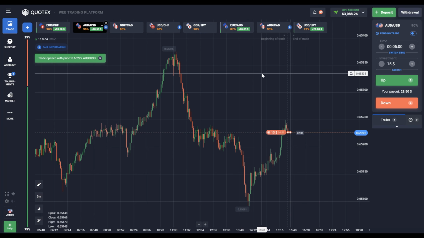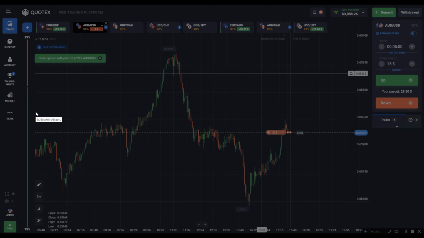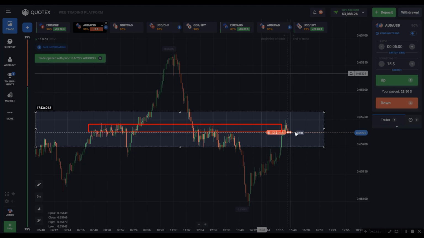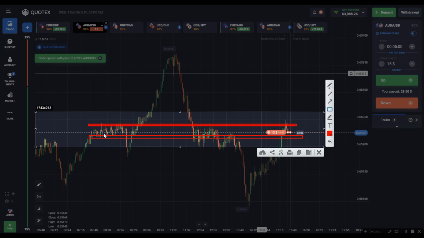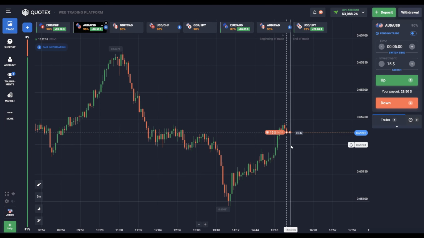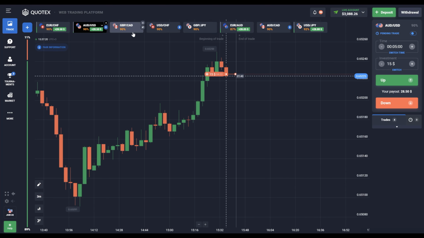We can try to open a trade on the Australian dollar. The trade is between two support and resistance zones, but here the sideways channel is quite narrow. Yeah, maybe I rushed a bit. Well, anyway, I opened the trade. I should have opened from the upper zone. Rushed a bit. Alright, I've already opened the trade.